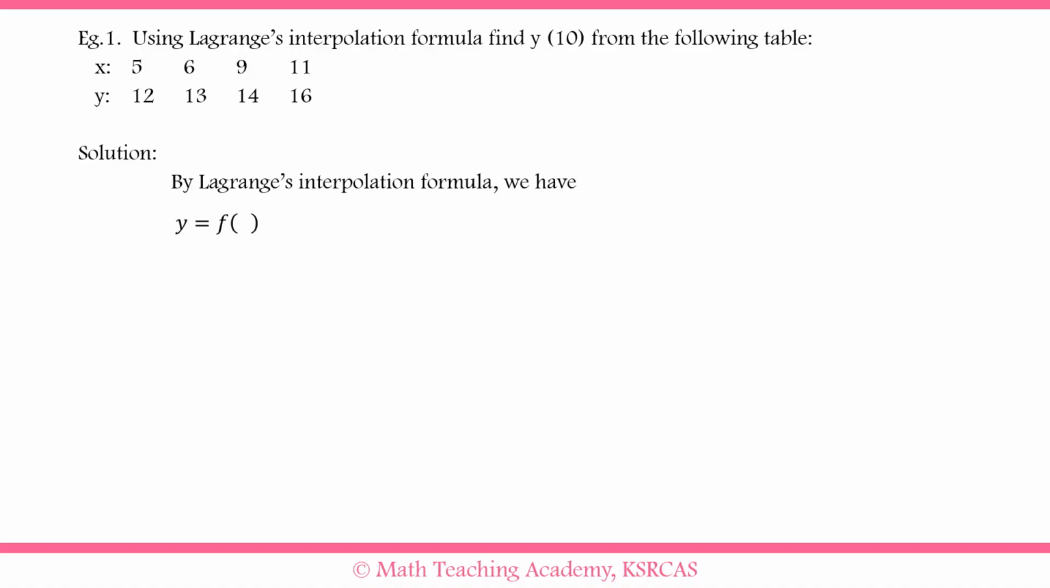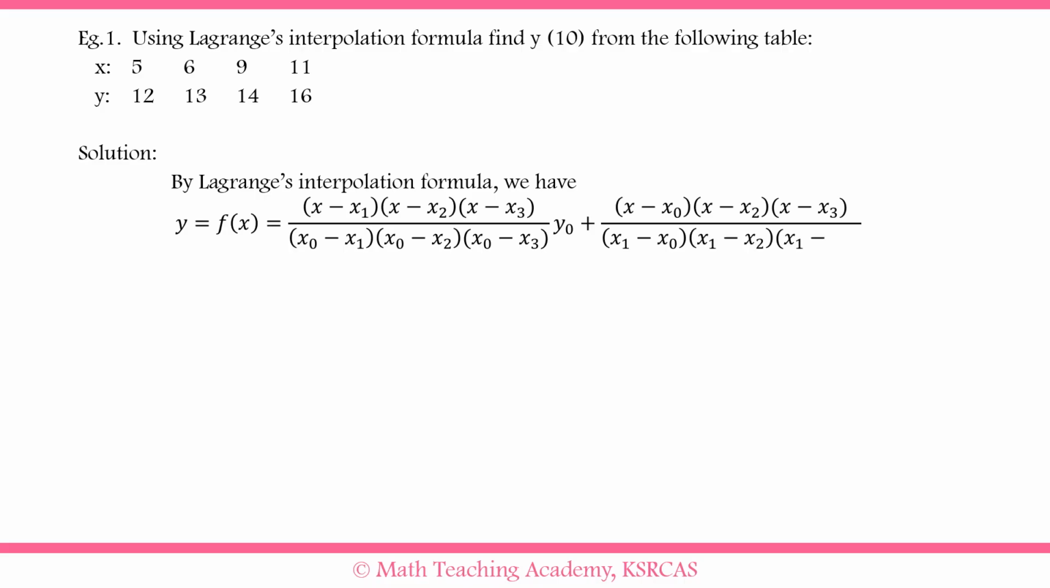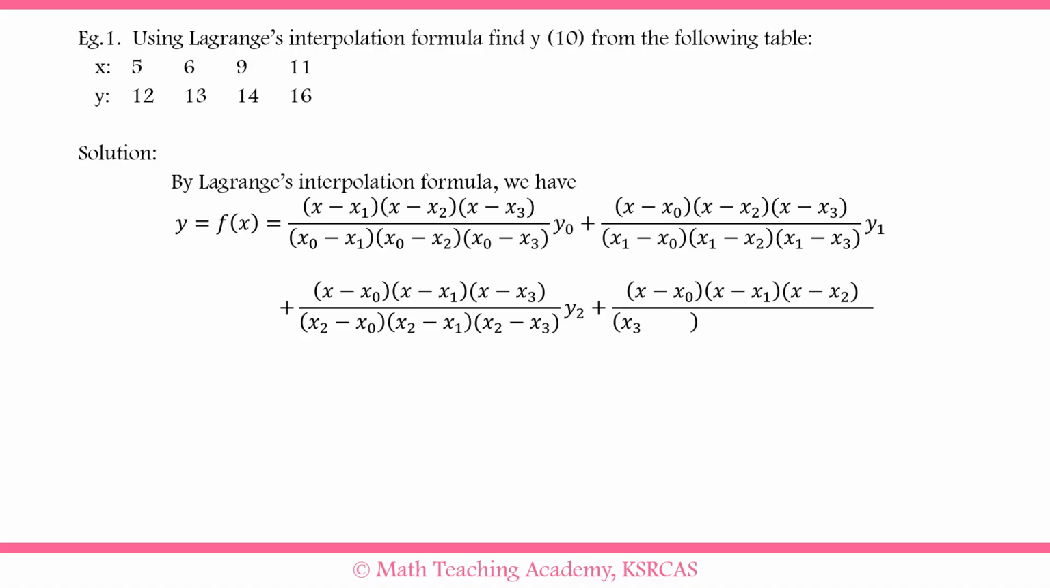By Lagrange's interpolation formula, we have y equal to f of x equal to, write the formula, (x minus x1)(x minus x2)(x minus x3) divided by (x0 minus x1)(x0 minus x2)(x0 minus x3) into y0, plus (x minus x0)(x minus x2)(x minus x3) divided by (x1 minus x0)(x1 minus x2)(x1 minus x3) into y1, plus (x minus x0)(x minus x1)(x minus x3) divided by (x2 minus x0)(x2 minus x1)(x2 minus x3) into y2, plus (x minus x0)(x minus x1)(x minus x2) divided by (x3 minus x0)(x3 minus x1)(x3 minus x2) into y3.